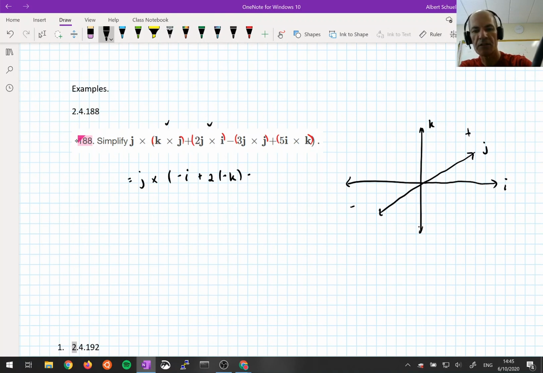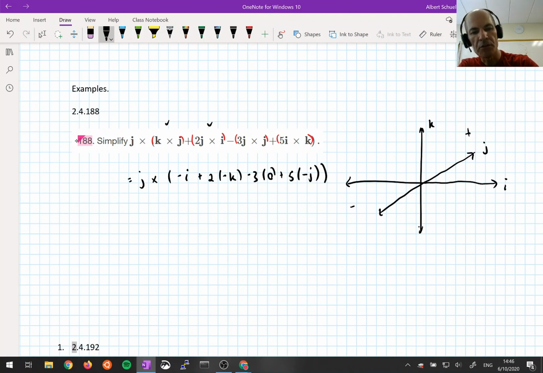Let's do minus 3 times J cross J. All right, J cross J, 0, right? Because J is parallel to J. So we'll put a 0 in there. And finally, plus 5 times I cross K. All right, my fingers pointing along positive I, my palm pointing along positive K. Which way is my thumb pointing? Pause. My thumb's pointing along negative J.